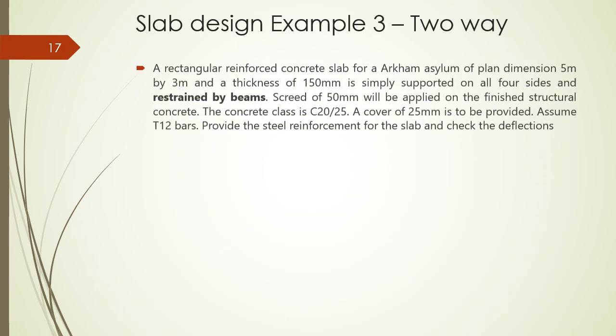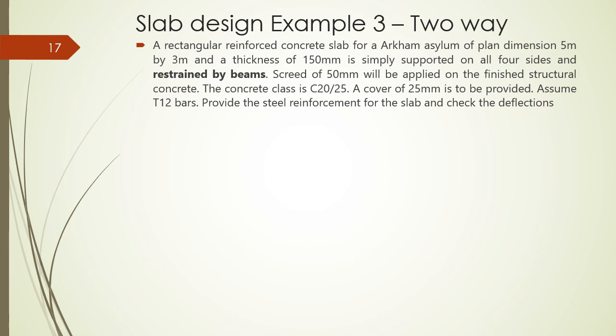Let's do another example. The question reads: a rectangular reinforced concrete slab for Arkham Asylum of plan dimensions 5 by 3 meters and a thickness of 5 millimeters is simply supported on all four sides and restrained by beams. Screed of 50 millimeters will be applied on the finished structural concrete. The concrete class is C2025. A cover of 25 millimeters is to be provided. Assume T12 bars. Provide the steel reinforcement for the slab and check deflections.